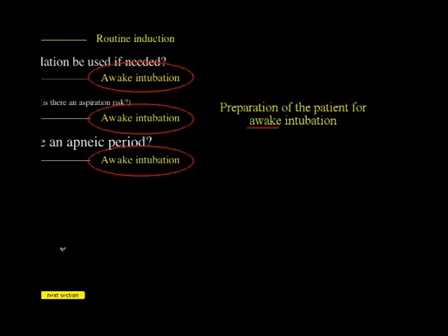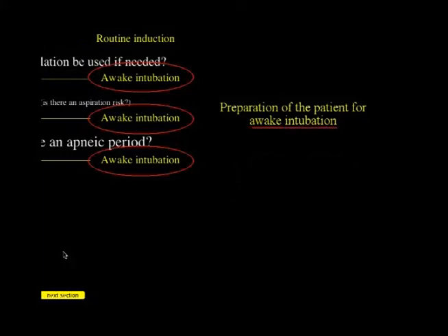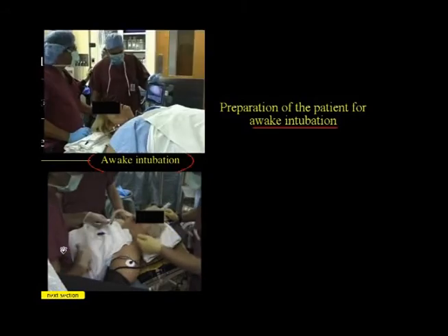We're also talking about awake, okay? We're not talking about a snookered, zonked, Glasgow coma score of 3 patient. We're talking about a patient who maybe has sedation, but can cooperate with us. It'd be nice if they have amnesia, but the most important thing is that they can control their own airway and they can cooperate with us. And we're talking about awake intubation.